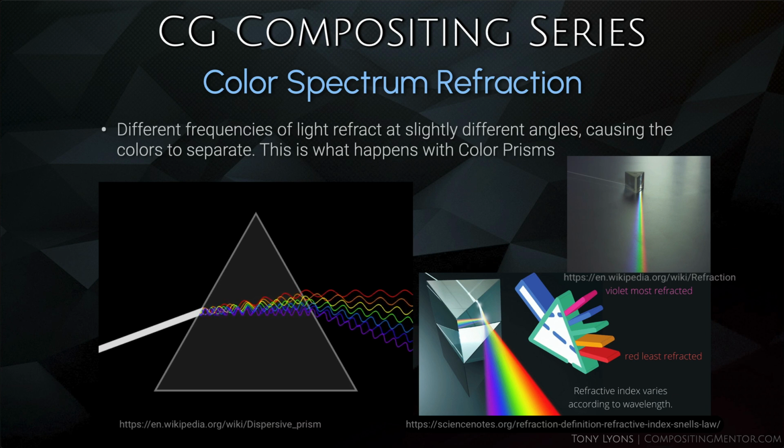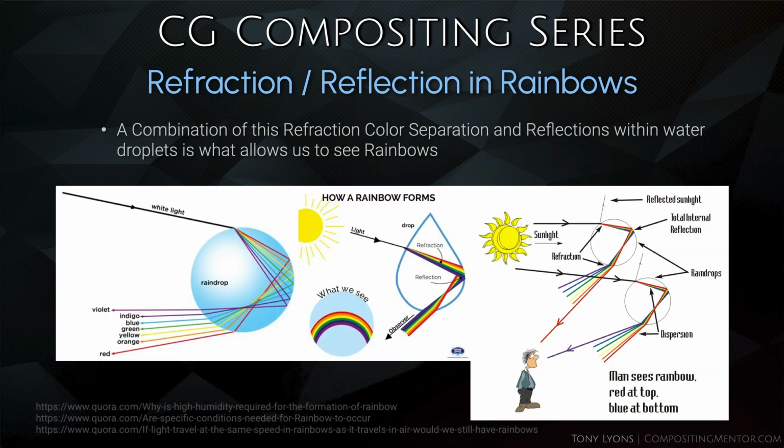And this is exactly what happens with colored prisms. So these different frequencies bend at just a little tiny difference, but when you spread that out over a distance, they start to separate out more and more. Violet being the most refracted, or having the most change in direction, and red being the least refracted. A combination of this refraction, color separation, and reflections within the water droplets allows us to see rainbows.